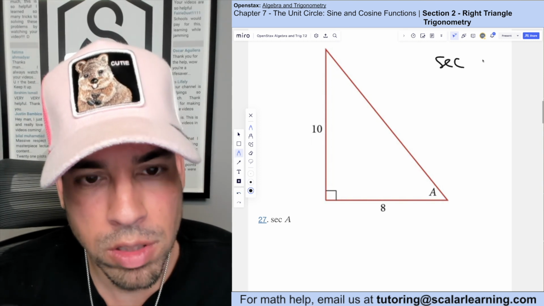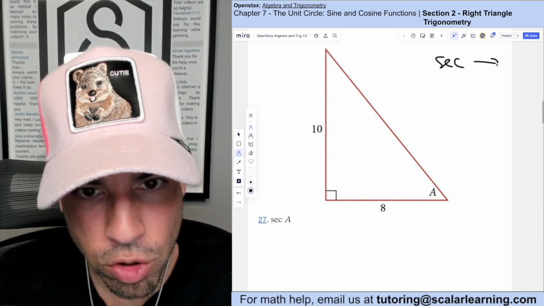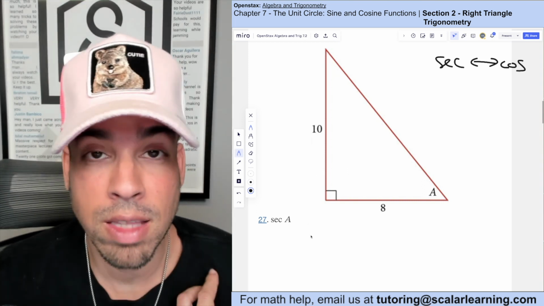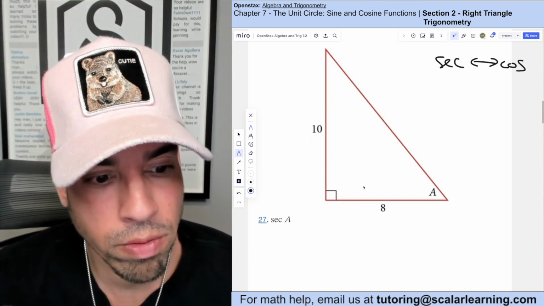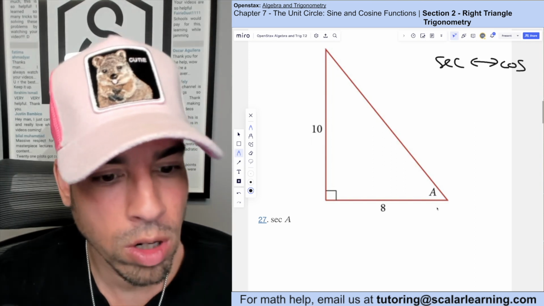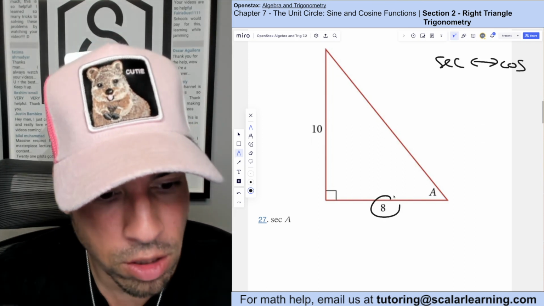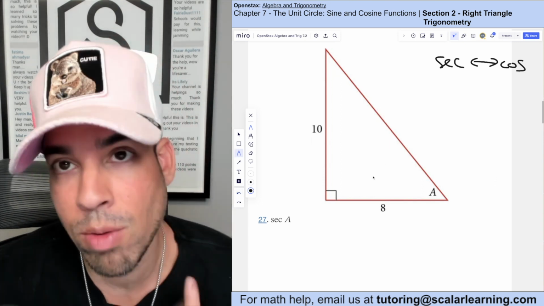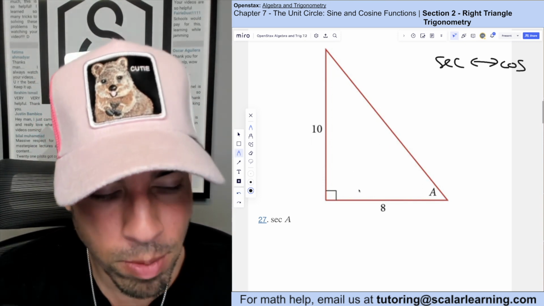And if you recall, secant is actually related to cosine, meaning whatever cosine of A is, secant is that reciprocal function. It's going to give you a reciprocal value. So first, let's find what cosine of A is. And cosine of A is adjacent over hypotenuse. So we don't know the hypotenuse. We have to solve for it. Now, we did this in previous questions, but I'm going to show you how to do it again.